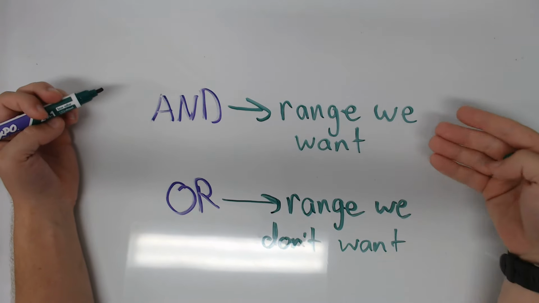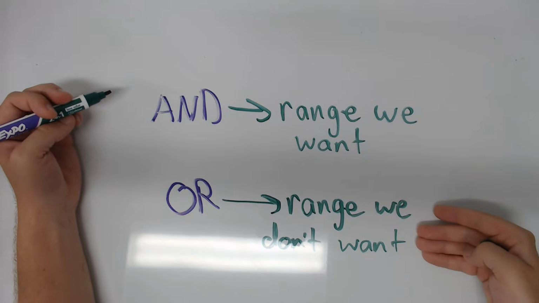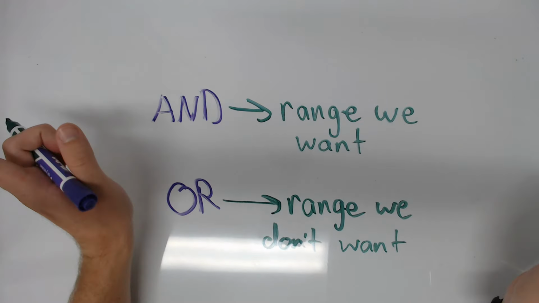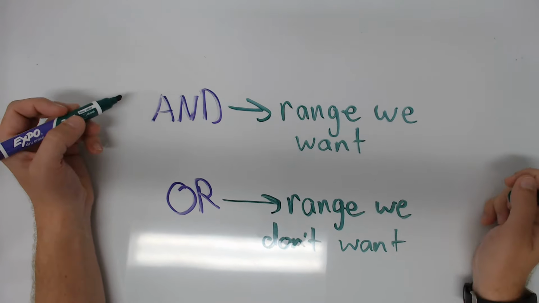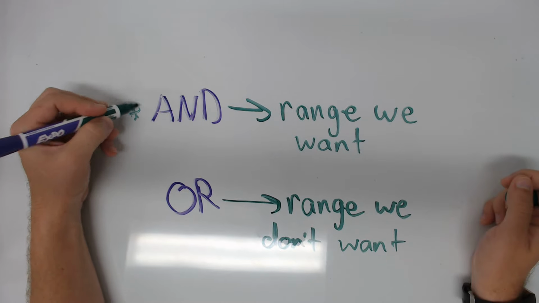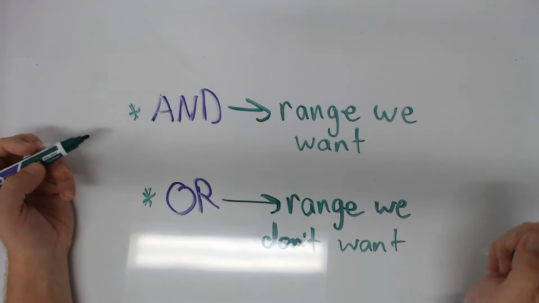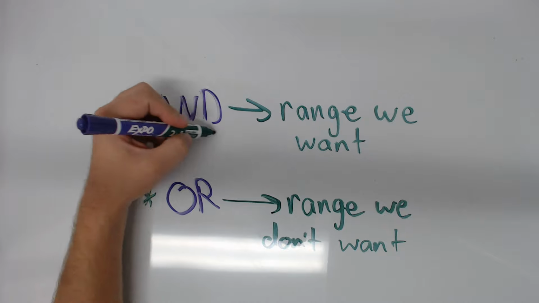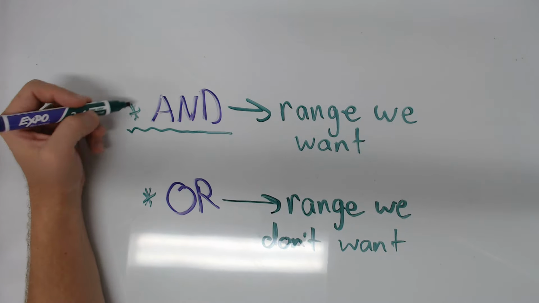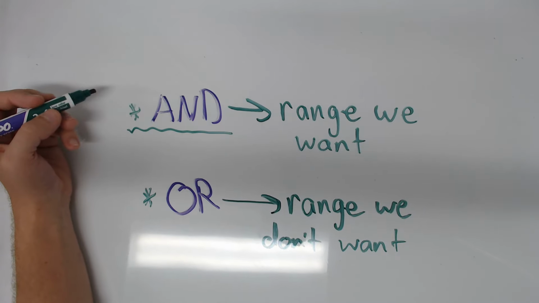AND is when we want the middle stuff, OR is when we want to avoid the middle stuff and take everything else in either direction. So this is really what the word problems look like. And I'd say most of the time, AND is the more appropriate word problem. This is the one I'd say we come across most often.